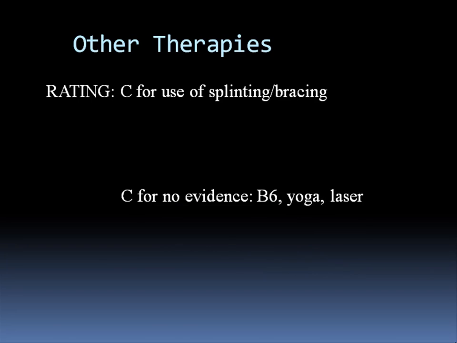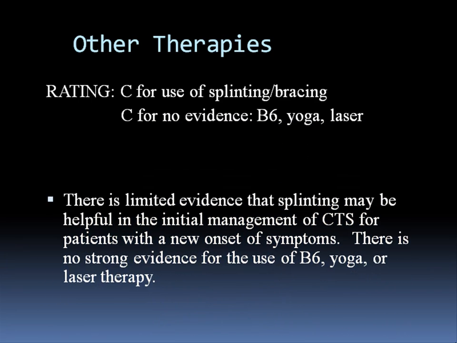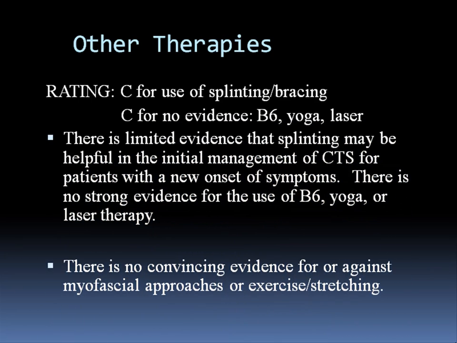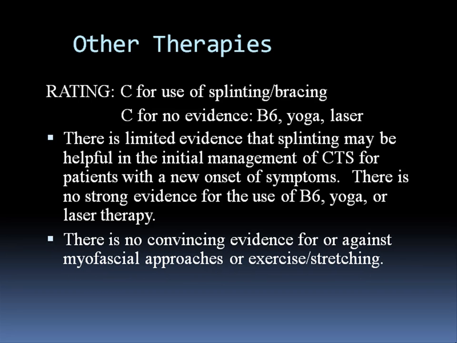To summarize, our rating was C for the use of splinting and bracing, and C for no evidence for B6, yoga, or laser. There is limited evidence that splinting may be helpful in the initial management of CTS for patients with a new onset of symptoms, and there is no strong evidence for the use of B6, yoga, or laser therapy, and there is no convincing evidence for or against myofascial approaches for exercise or stretching.